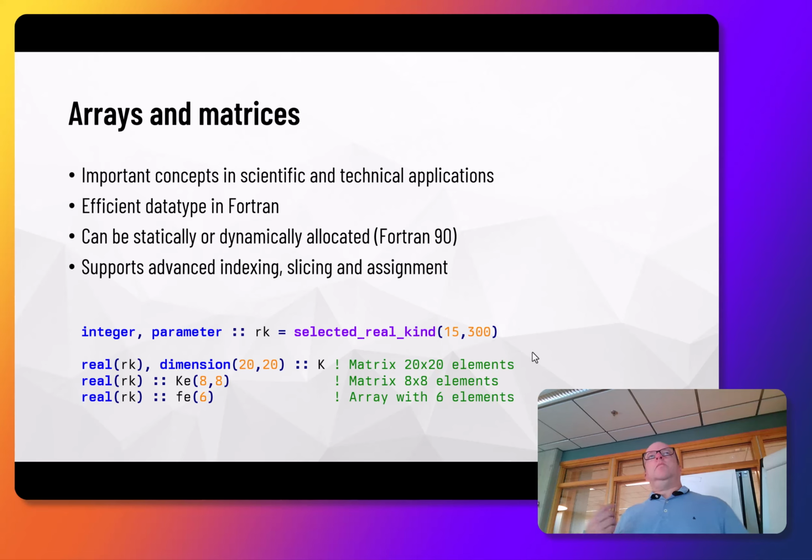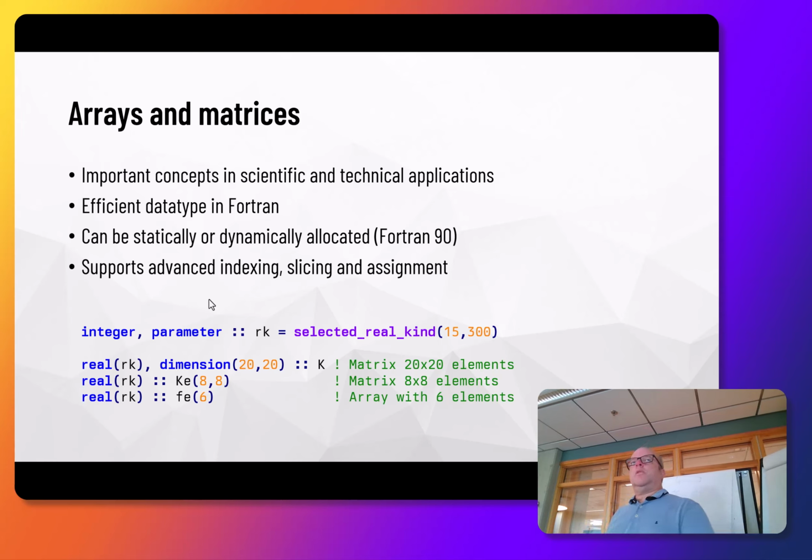So arrays are an important concept in technical applications, and they are also a very efficient data type in Fortran. There are two ways of allocating. You can do static arrays, that is when you explicitly define them at compile time, and you can also dynamically allocate. I will come to that later on.